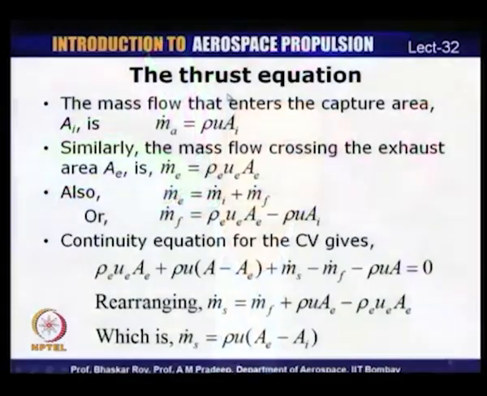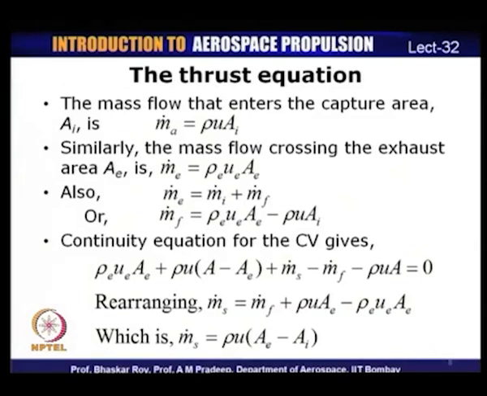So, if you look at the different mass flow rates which are entering and exiting the control volume, we have the mass flow which is entering the capture area. I mentioned capture area is the area of the stream tube which actually enters into the engine, and so the mass flow rate through that is m dot a, which is density times velocity times the cross sectional area. Here the density is rho, velocity is u, and area is A I. A I corresponds to the capture area, which is the area through which m dot a is inducted into the engine.